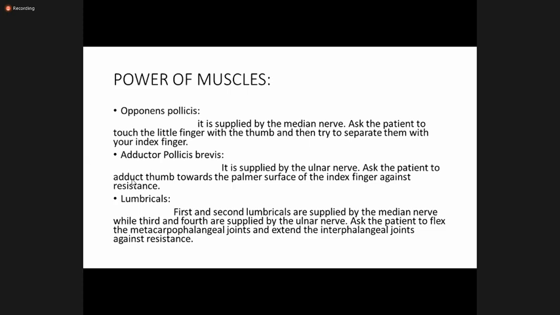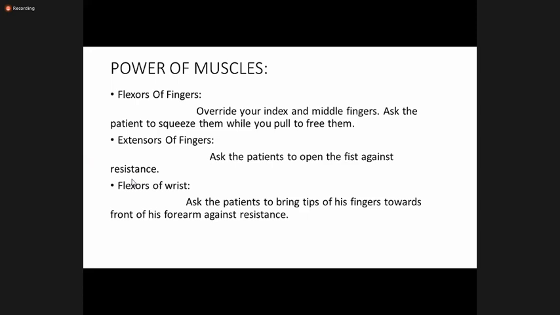And in the lumbrical muscles, the first and second lumbricals are supplied by the median nerve, while the third and fourth are supplied by the ulnar nerve. Ask the patient to flex the metacarpophalangeal joints and extend the interphalangeal joints against resistance to check the lumbrical muscles. For the flexors of the fingers, hook your index and middle fingers over the patient's. Ask the patient to squeeze them while you pull to free them. And for the extensors of the fingers, ask the patient to open the fist against resistance.